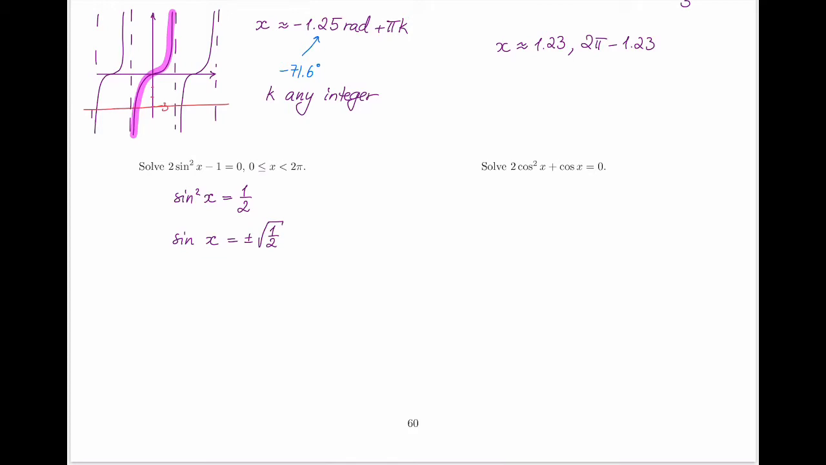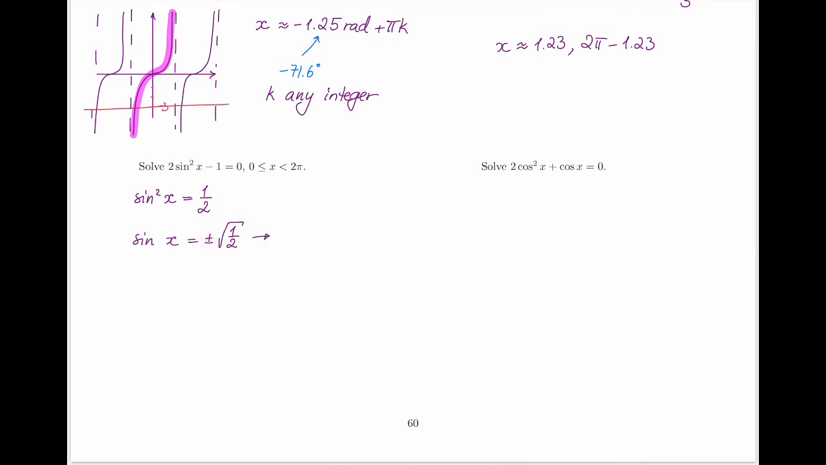Now, it's essential here to remember that when you're taking square roots, you will get the plus or minus. Otherwise, you will be losing half of the roots. Now, what happens next is we're probably going to have to consider the positive and the negatives separately.